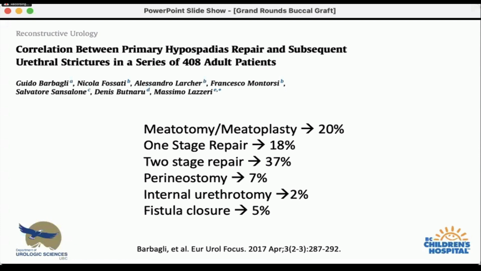The usual treatment for the complications included meatotomy or meatoplasty in 20%, 1-stage repair, but 2-stage repair being more often in 37%, periosteotomy in 7% of the patients, internal urethrotomies in 2%, and fistula closures in 5%.